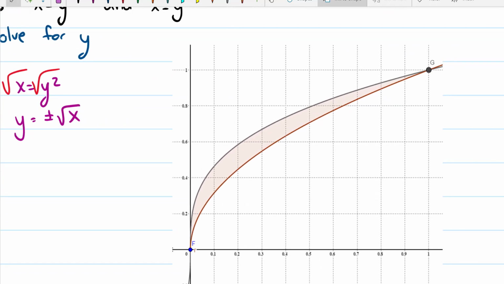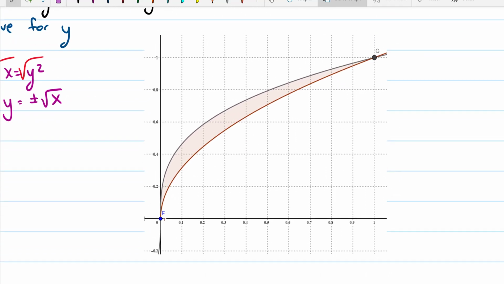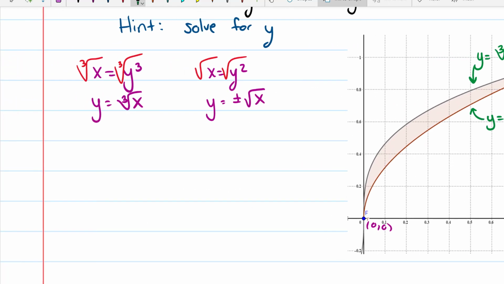And if you graph those, you'll get something that looks like this. So obviously this is 0, 0. And it looks like this is 1, 1, but we're going to evaluate those just to make sure. This bottom graph is y equals the square root of x, and the top graph is y equals the cube root of x. So now we're going to go ahead and solve that.